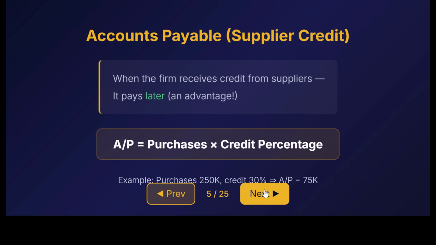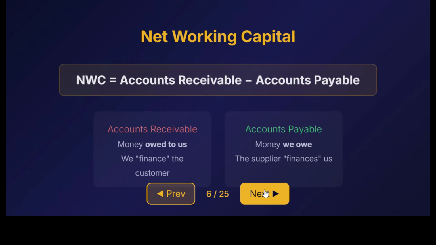Accounts payable works symmetrically. If annual purchases are 250,000 shekels and the firm receives supplier credit equal to 30%, accounts payable equals 75,000 shekels. This means the firm has deferred paying 75,000 shekels, effectively receiving short-term financing.